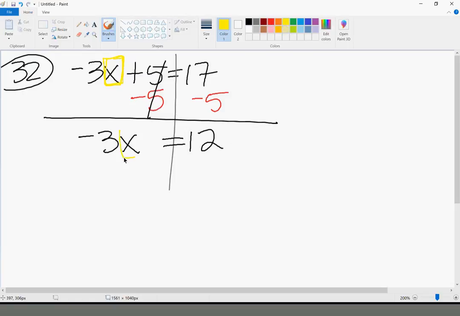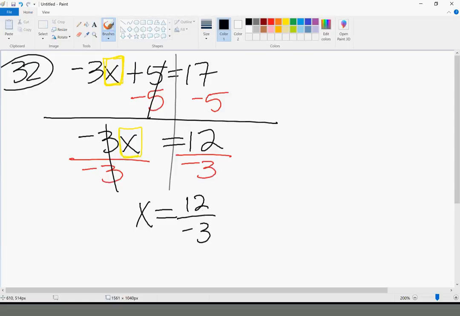So now here, where's my x? It's right here. I want to get that by itself. So I need to undo this multiplication and divide by negative 3. So the negative 3's will cancel out. But in order to keep my equation balanced, I must divide the right by negative 3 as well. So now on the left, I just have x equals, and then 12 divided by negative 3. And so when you're multiplying or dividing different signs, your answer is going to be negative. And 12 divided by 3 is 4, so the answer is going to be negative 4.